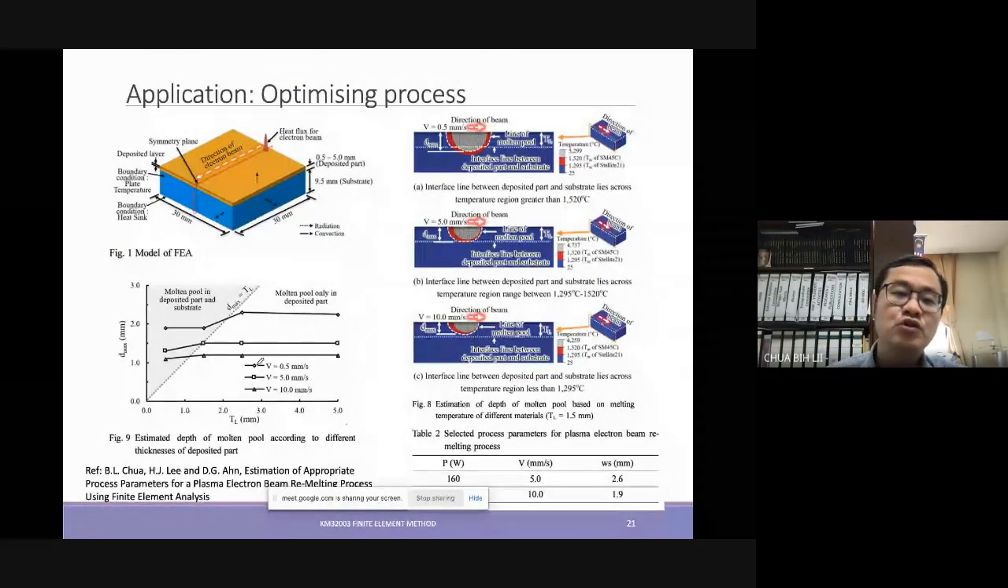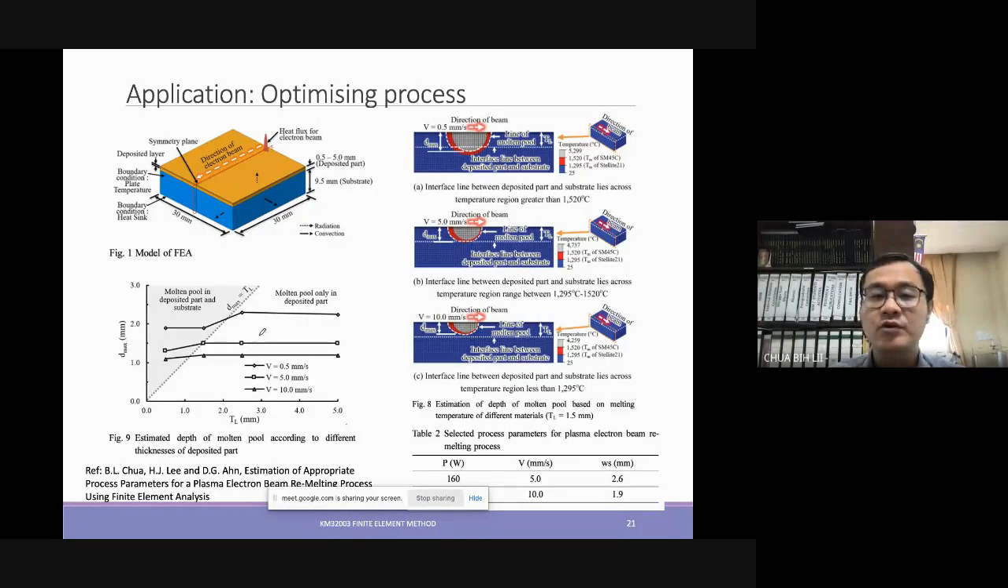Then we can also use it for optimizing a process. So this is how we can optimize a process. Again, this is a laser powder bed process, which involves a plasma electron beam. If you scan, this is a deposited powder layer, and then we scan the electron beam or the heat source across it. By doing that, we can see what the melting range is, whether it penetrates through the layer or not.